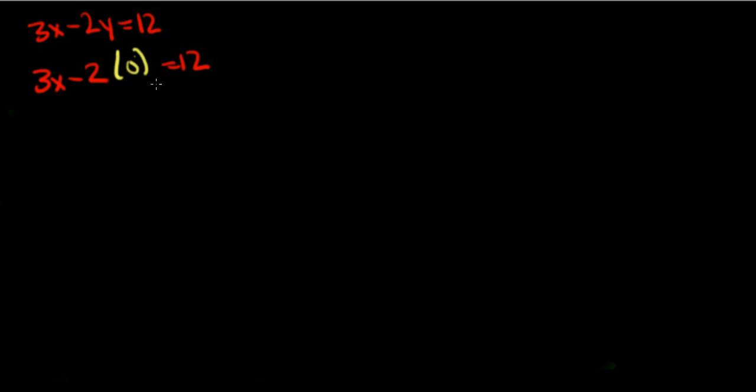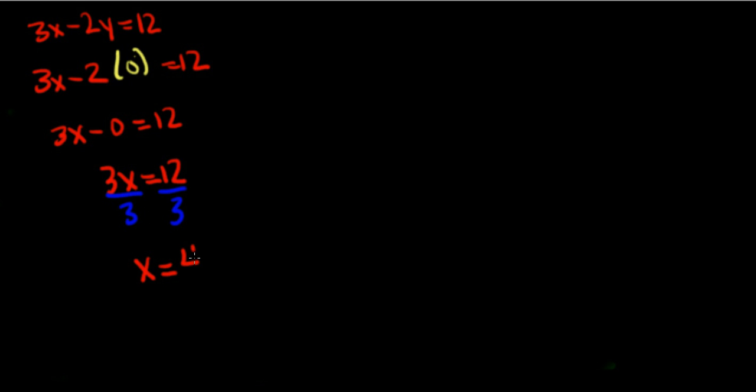We can simplify the equation. We get 3x minus 0 equals 12. And now we want to isolate the x. So in order to do that, we have to divide both sides by 3. When we divide the left side by 3, we're left with 1x. And then when we divide the right side by 3, we're left with 4. So x equals 4. The x-intercept is 4. And this would occur at the coordinates 4, 0.